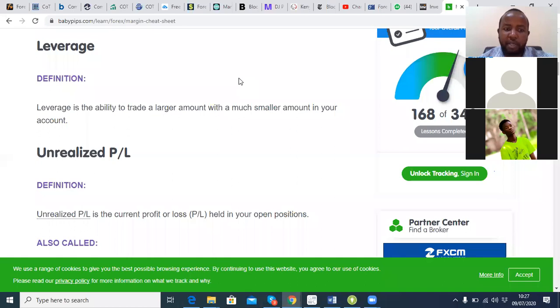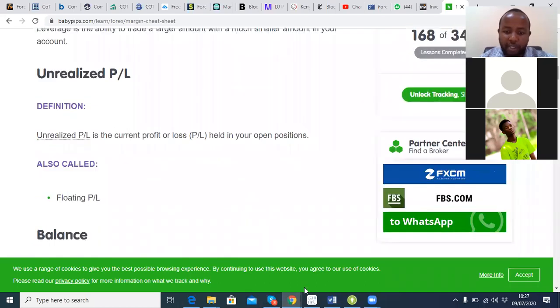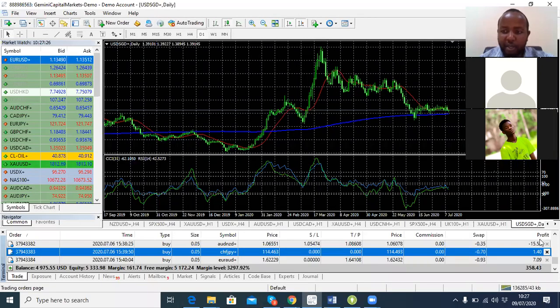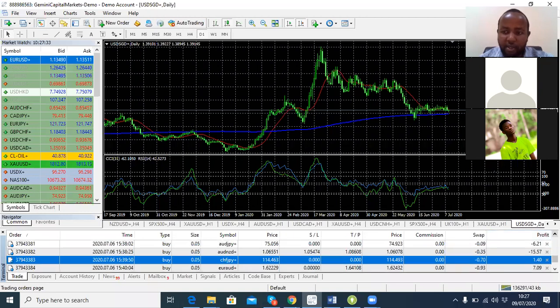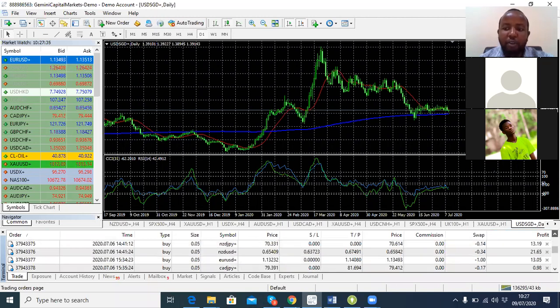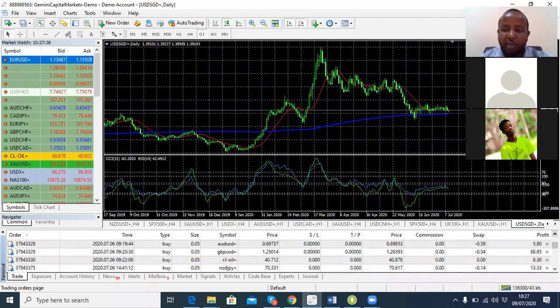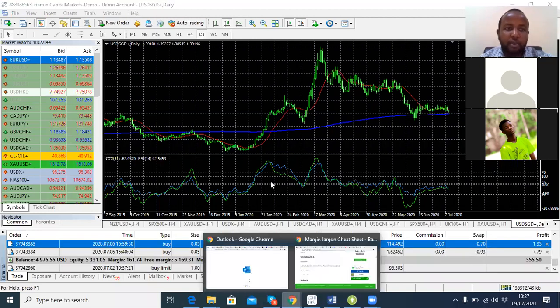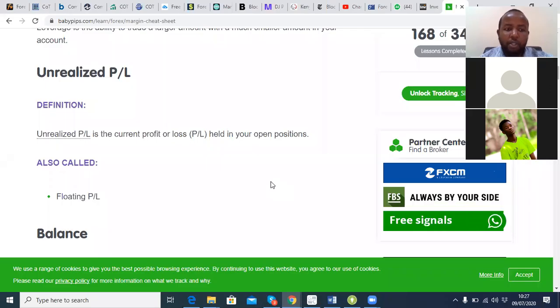Unrealized P&L is the current profit or loss that is held. Whatever is running here, you can see, this is unrealized P&L. Unrealized because the trades have not closed. They are just running. If we close them, they become realized. So let me go back. That's unrealized P&L. It's also called floating.